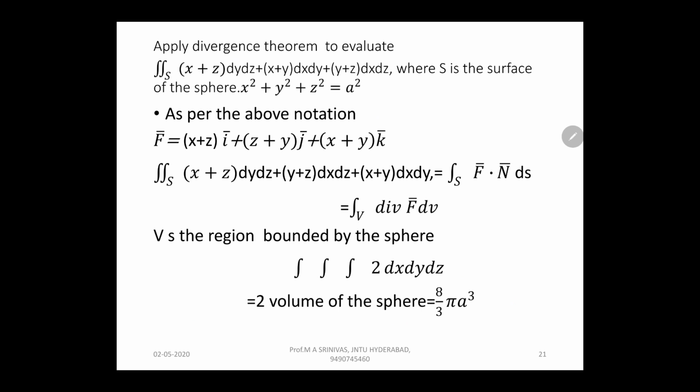Okay, coming back to this problem. He is asking us to evaluate the surface integral, where S is the surface of the sphere. So here the surface is the entire sphere. As per this notation, f bar is x plus z i bar, y plus z j bar, x plus y k bar. This is equal to the integral over S of f bar dot n bar, which by the divergence theorem is the integral over V of div f bar dV.